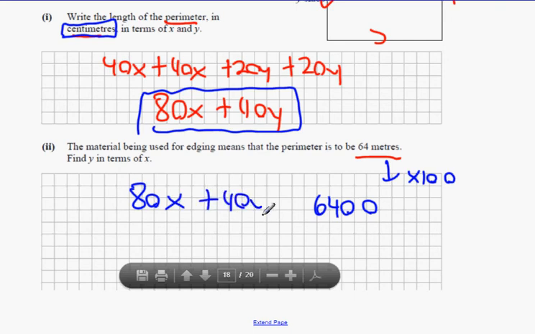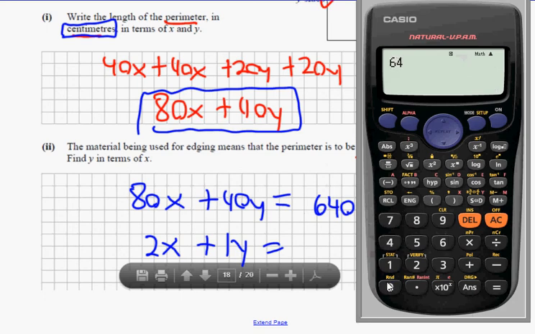Now guys, what number will divide into all 3? 40. 80 divided by 40? 2. 40 divided by 40? 1y. And 640 divided by 40? 160. Well done. Okay.